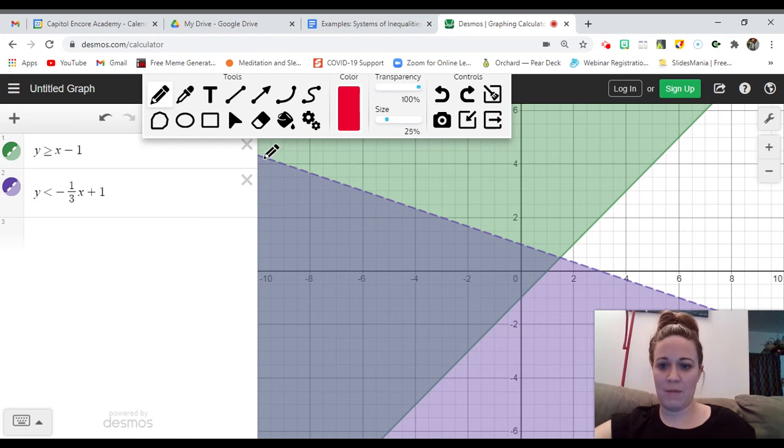Again, I am terrible at drawing lines. Why don't I use the line tool? Does that work?